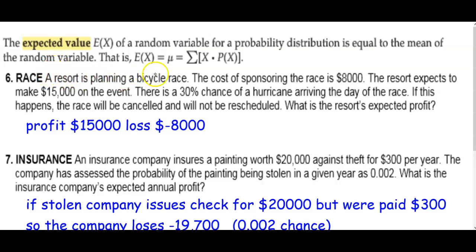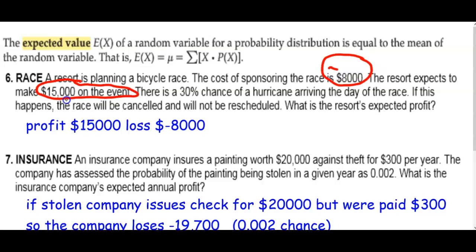All right, another example. A resort is planning a bicycle race. The cost of sponsoring the race is $8,000. So they are currently in the hole $8,000. The resort expects to make $15,000 on the event. I'm going to call this a profit. It's not really very clear if you have to take that $8,000 out. I'm going to say this is after the $8,000. They clear $15,000. There's a 30% chance of a hurricane, and if that happens, the race will be canceled.